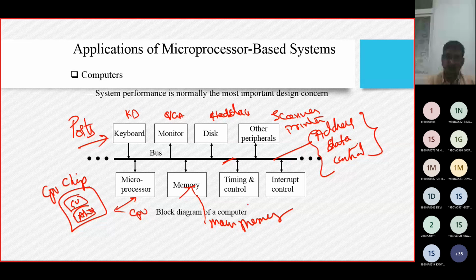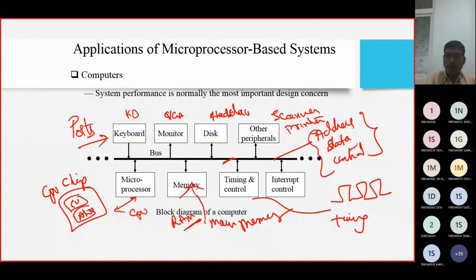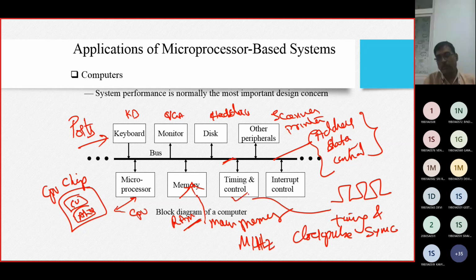The second thing, we are going to have the main memory. When we call it main memory, we say it is random access memory. Next one was we need to have timing and synchronization. So we need some clock pulse, and it is going to work in megahertz. For that, we are going to have the timing and control.